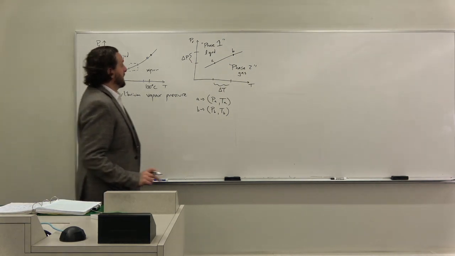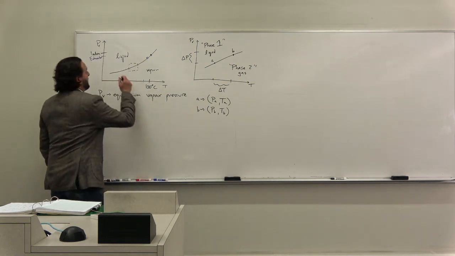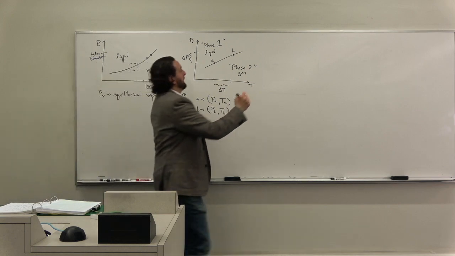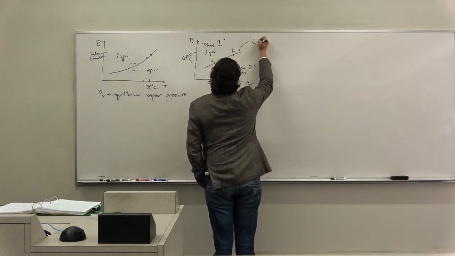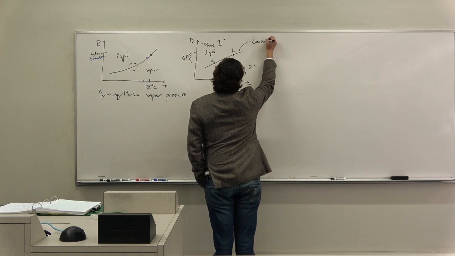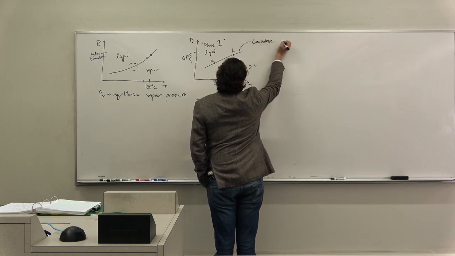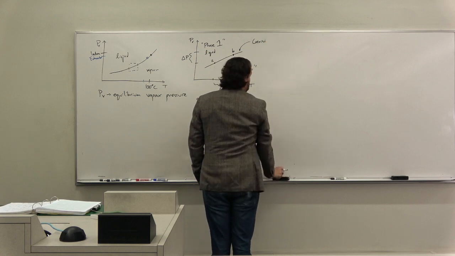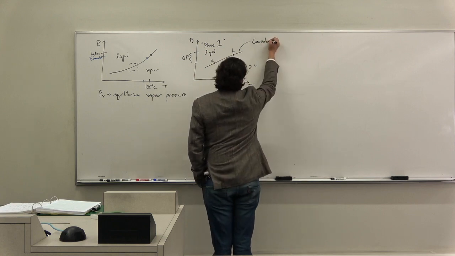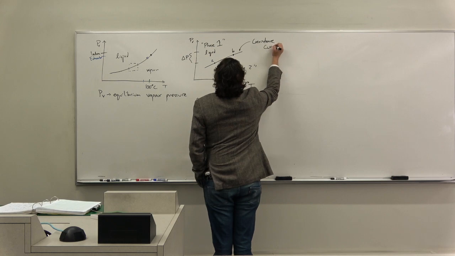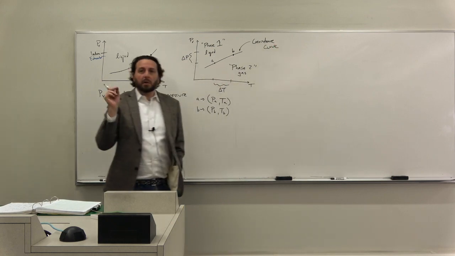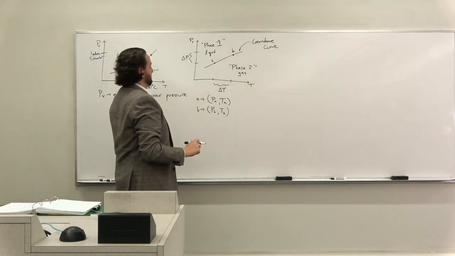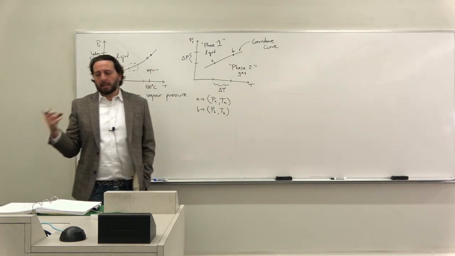All right, so this really is what we call a coexistence curve. It's where both of my phases are coexisting at the same time. That is, they're in equilibrium.